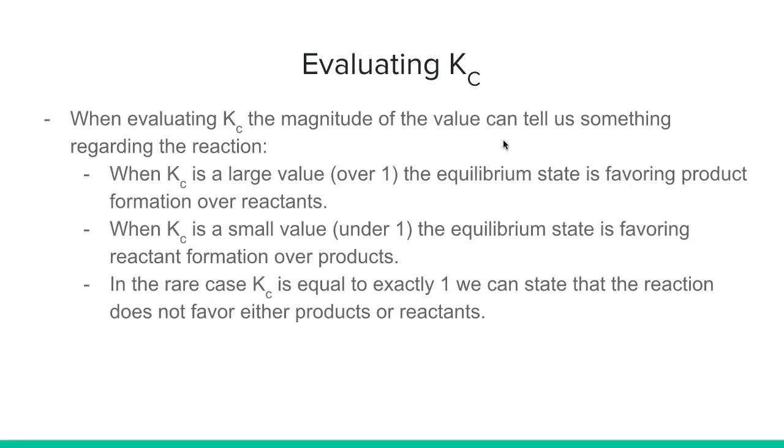All right, when Kc is a small value, and we're going to define that as under 1, the equilibrium state is favoring the reactant formation over the products. Now this is the same exact premise, but now we are talking about a larger number in the denominator. So when you have a large denominator and a small numerator, you're talking about a fraction, so it's going to be something under 1. Okay, and there are rare cases where Kc is going to be equal to exactly 1, and we can state that the reaction does not favor either the products or the reactants in that case. The concentrations would not only be constant, but they would be equal to one another. And that's the only case where we would get 1. And that's not going to happen very often, but it's certainly not impossible.